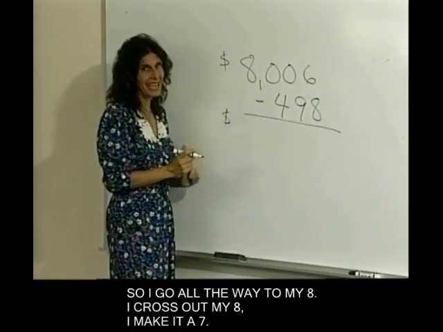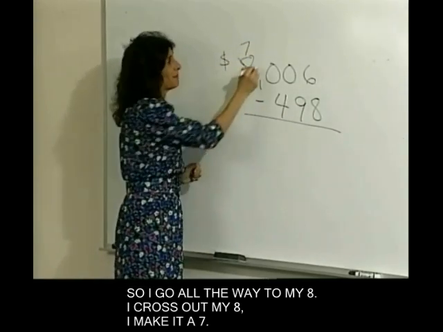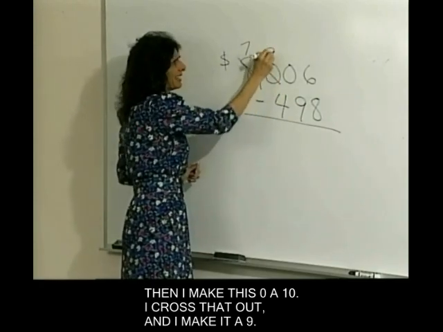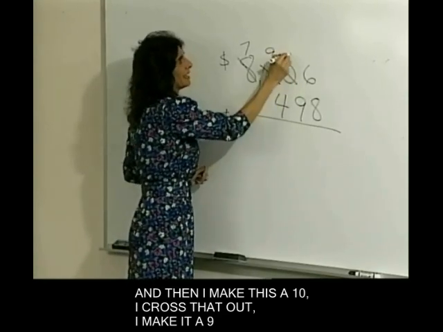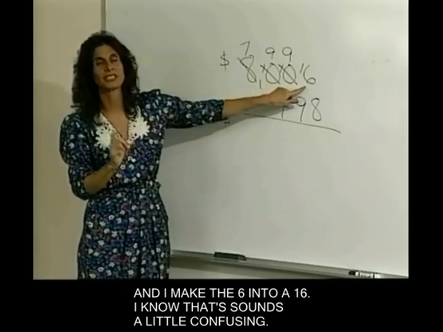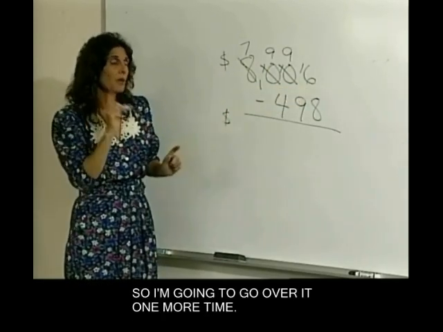So I go all the way to my 8. I cross out my 8. I make it a 7. Then I make this 0 a 10. I cross that out, and I make it a 9. And then I make this a 10. I cross that out. I make it a 9. And I make the 6 into a 16. I know that sounds a little confusing, so I'm going to go over it one more time.